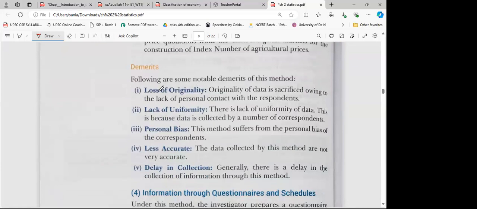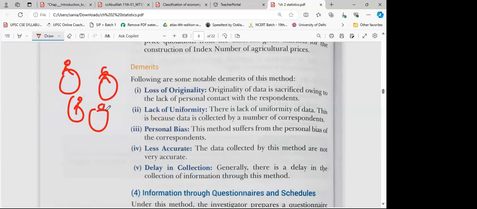First of all, the demerits: loss of originality, because you never know whether that person will be giving you the original data or not. Lack of uniformity, because the data is collected by a number of correspondents. For example, these are the four areas I need to collect the data for. For this, I hired this person. For this, I hired this. So of course the answers you will get will not be uniform, because everybody's way of presentation is different. Personal biases can be there. If I don't want to give you the correct data, I can manipulate the data. Less accurate because, of course, you are not collecting the data on your own, so you cannot fully believe it.